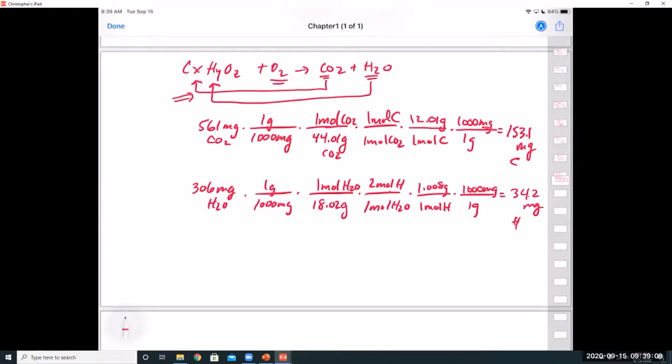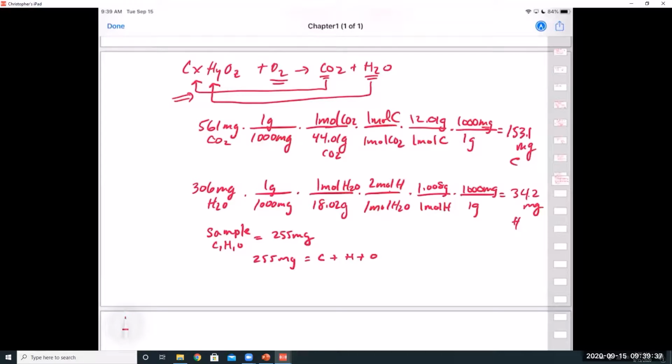So what you have to remember is that this sample weighs, how much did the thing weigh? 255 milligrams. So your sample of CHO is equal to 255 milligrams. If the whole thing weighs 255 milligrams, then my 255 milligrams is going to equal the carbon plus the hydrogen plus the oxygen, right?